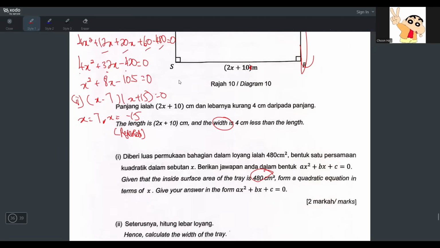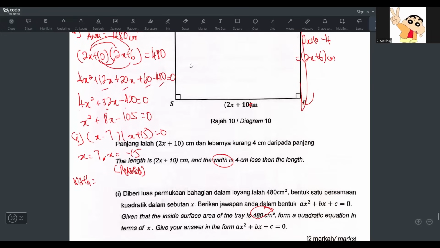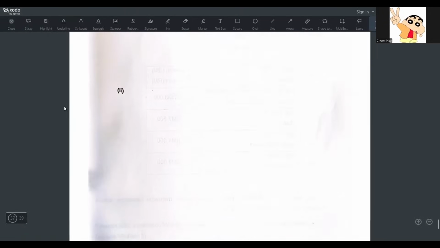But that's not the answer. They ask for the width. So the width of the tray is what? 2x plus 6. Of course, the x you use 7 lah, because that's the only x answer that makes sense. So 2 times 7 is 14 plus 6 is 20. And don't forget to write the unit cm. Okay, I am done with this.